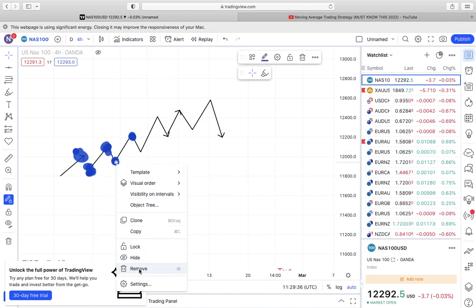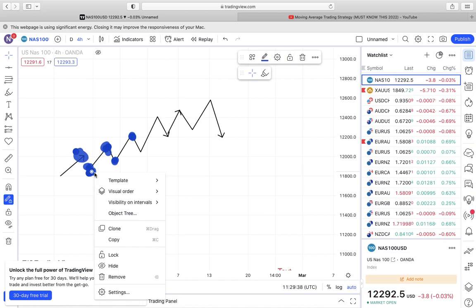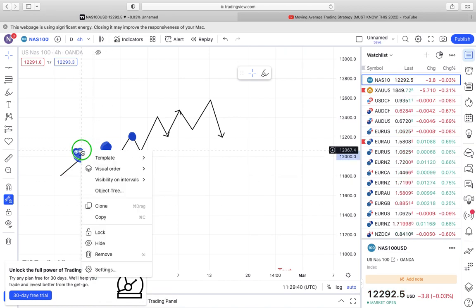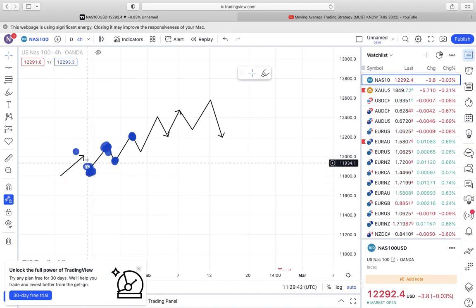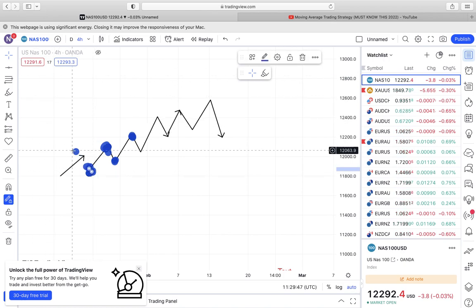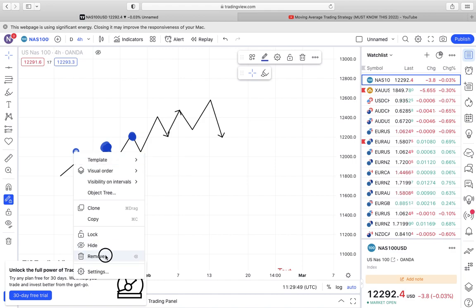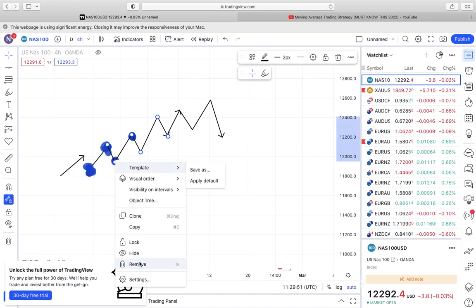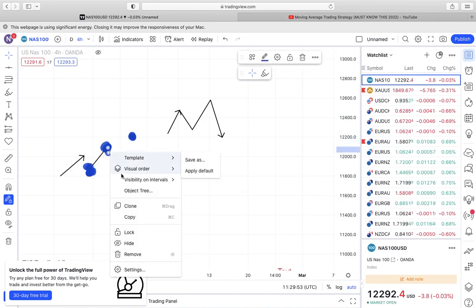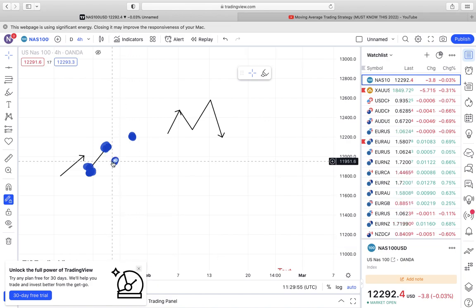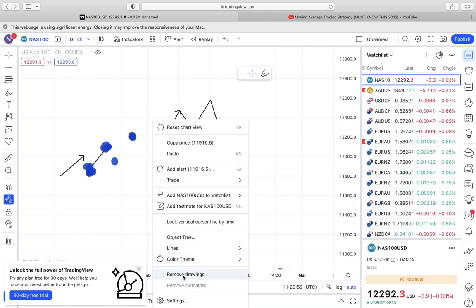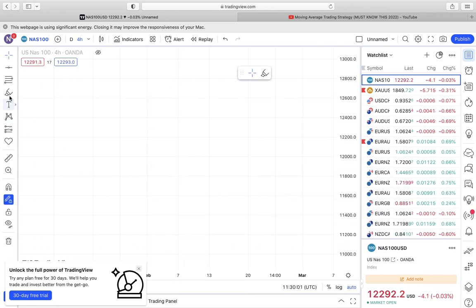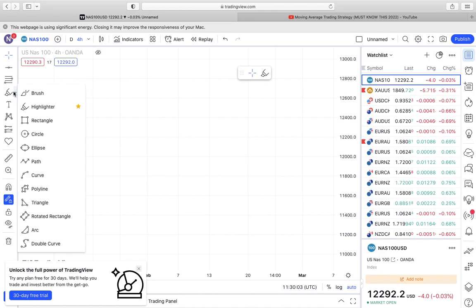We're going to remove these drawings. They are going to mess things up. Sorry guys, these writings have messed us up, but I hope you know what I'm talking about. Let us just move everything. Now let us draw this structure again.